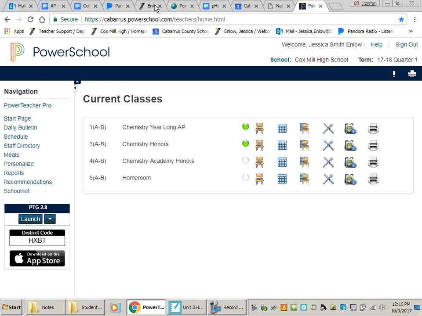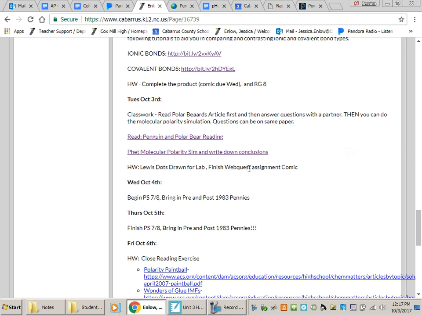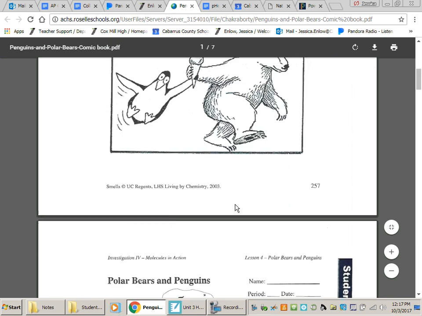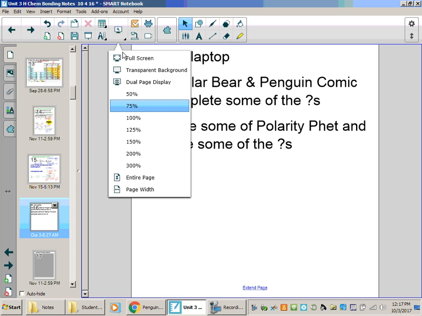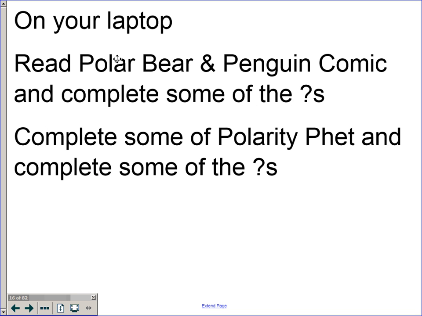So what you're looking at under homework webpage, it says classwork, read polar bear article, and answer questions. Let's try to do this orally. So you're going to click on the read penguin polar bear. It looks something like this. You're going to scroll down to the part where the comic begins, down here. So start with that. I'm putting some time on my timer so I can make sure you're getting what you need out of it. You can make it bigger when you have your PDF open. And if you want to share with the person next to you so you can get logged on, that might be helpful.